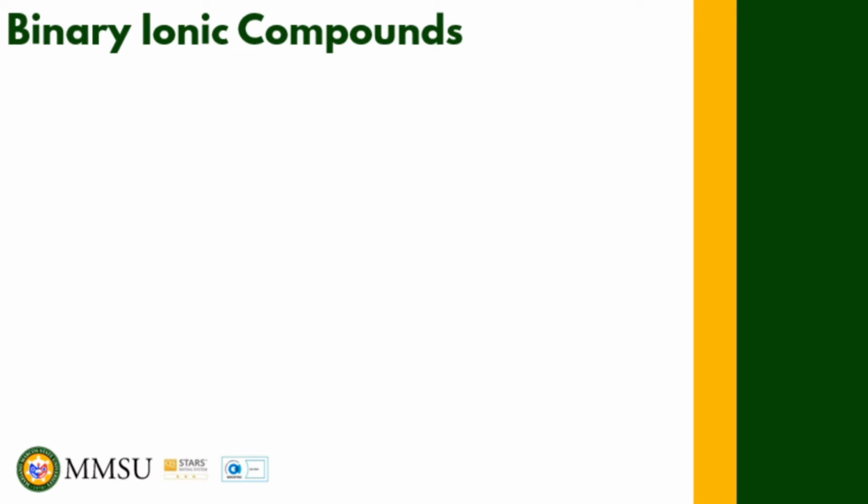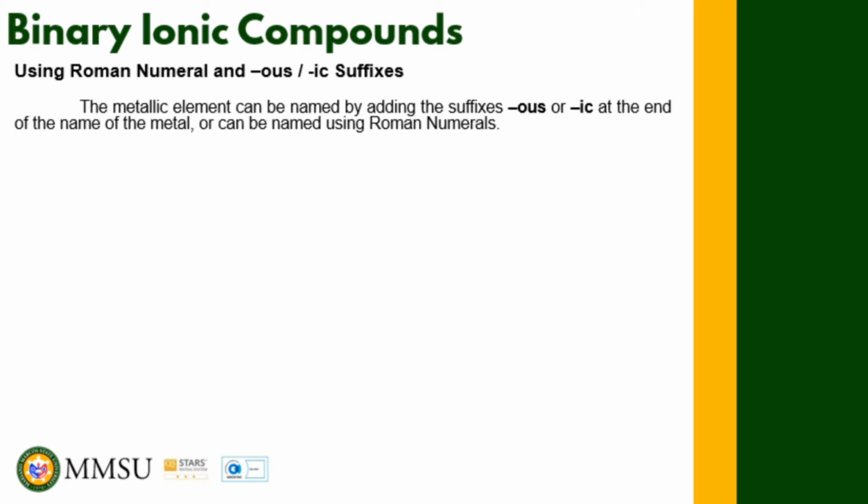We can also name binary ionic compounds using the old system and the stock system. So, for the old system, we will just have the OUS and the IC suffixes, and for the stock system is using Roman numerals. So, the metallic element can be named by adding the suffixes OUS or IC at the end of the name of the metal, or can be named using Roman numerals.